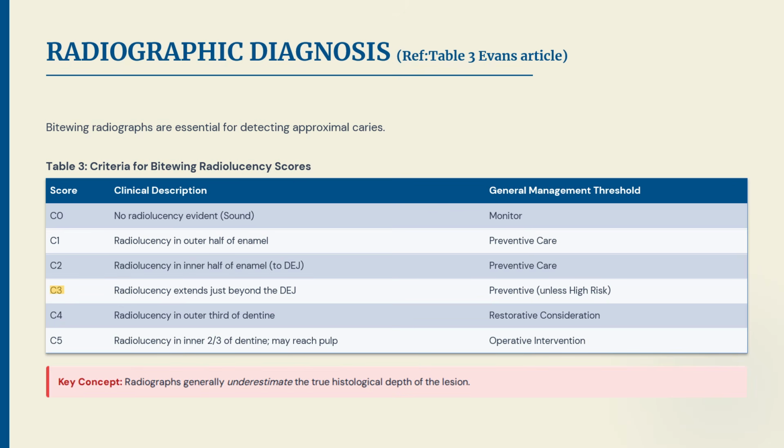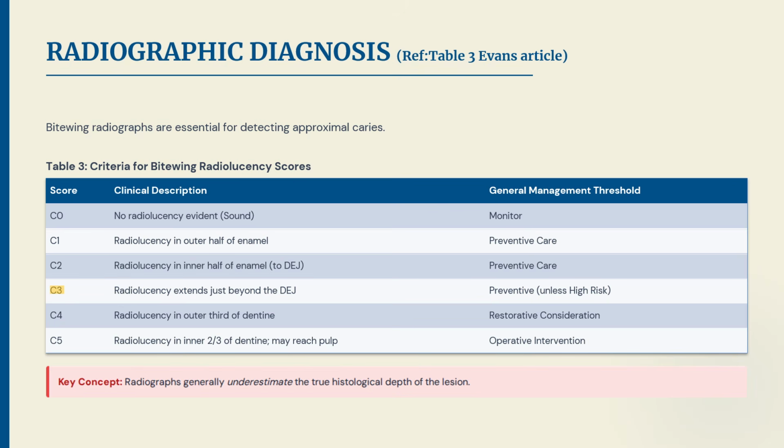And if you look towards the right, it still says preventive care. So first one is monitor, second one is preventive care, third one is still preventive care. Now I've highlighted C3 here. This is important because radiolucency extends just beyond the DEJ. So you can see this is a bit vague here. So there is preventive management unless high risk.